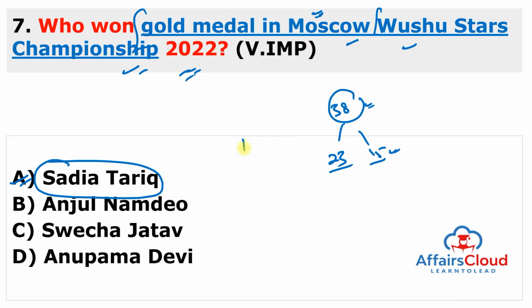But you can also remember about International Wushu Federation, IWF. Its headquarter you have to remember. Headquarter is in Beijing. Headquarter is in Beijing in China. And it was established in the year of 1990.